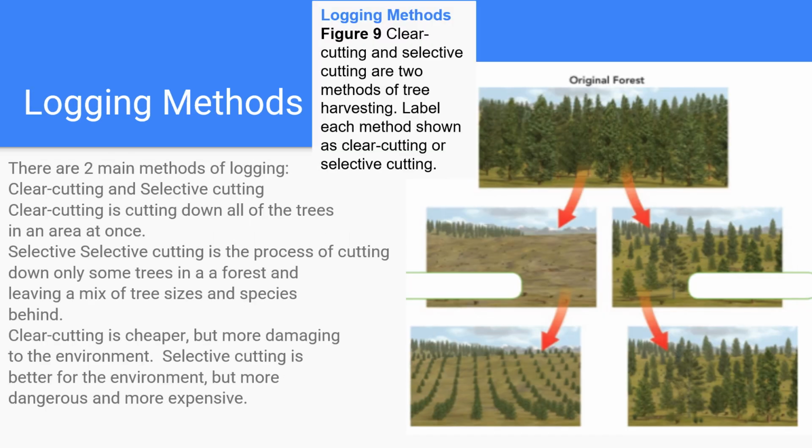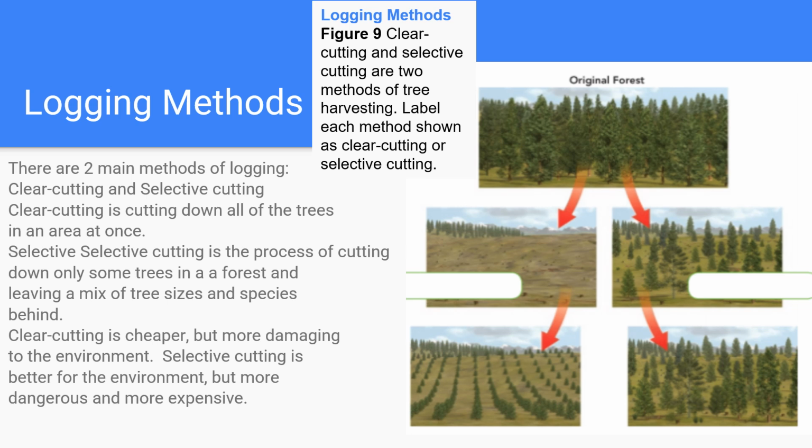Logging methods. So there are two main methods of logging. We have clear cutting and selective cutting. Clear cutting is cutting down all of the trees in an area at once. Selective cutting is the process of cutting down only some trees in a forest and leaving a mix of tree sizes and species behind. Clear cutting is cheaper, but more damaging to the environment. Selective cutting is better for the environment, but more dangerous and more expensive.